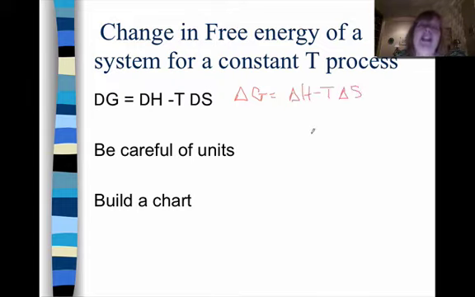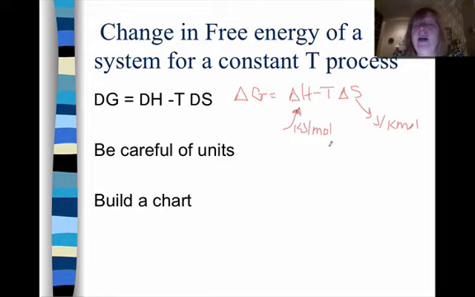Now, it looks like a pretty straightforward equation that's easy to use, but we've got to be careful of our units. Delta H's, if you remember, were in kilojoules per mole, and the entropies, delta S's, were in joules per Kelvin mole. And so we've got to get these kilojoules and joules to be the same unit. I normally like to work in kilojoules, but it really doesn't matter, just so the units match.